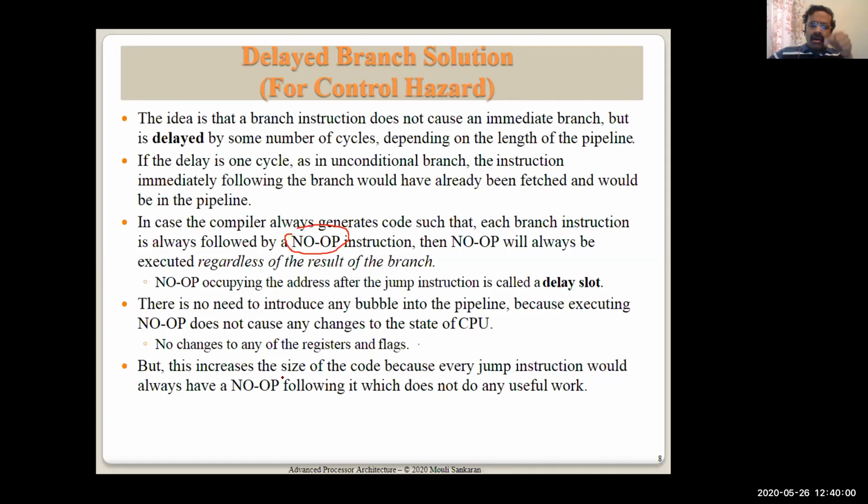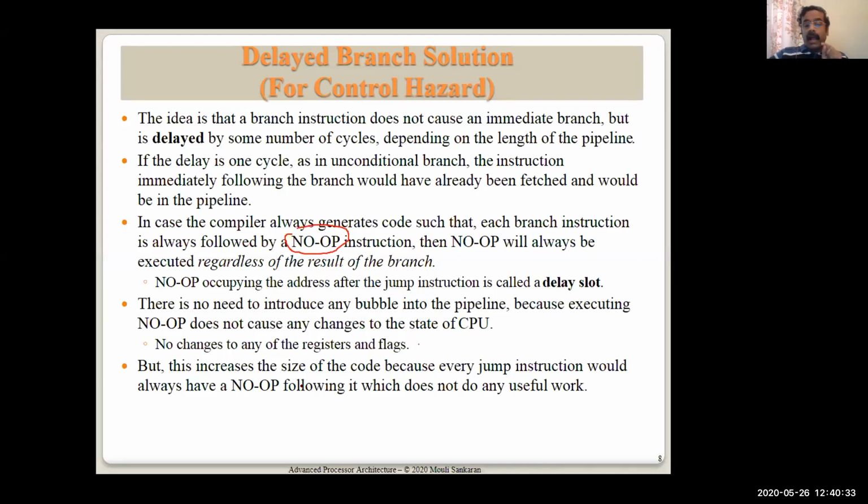So why not improve this solution? Why not think of something innovative? Instead of putting a no op, as I told you in the beginning, why not move some instruction which is independent of the flow, where whether it is executed before the jump or after the jump does not matter. It does not change the intent of the program. Then I can move it. Now what am I doing? I am moving one of my instructions into that delay slot.